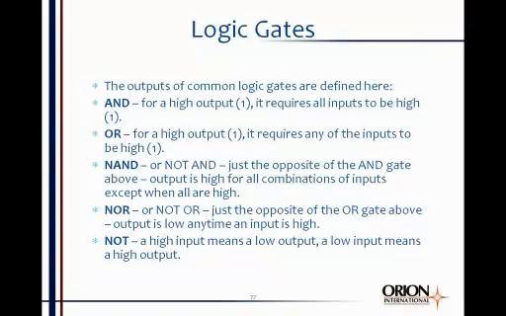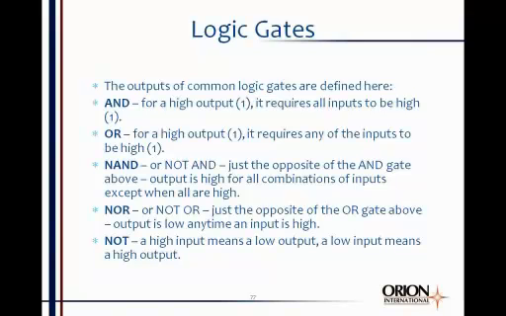Now, the NAND and the NOR are just the opposite of the AND and the OR. Okay, a NAND is a not AND. So if an AND requires all the inputs to be high for a high output, then the NAND is going to say that the output is going to be high for all combinations of inputs except when all of them are high. Okay, and we'll look at this in the truth table format in just a minute. But I just wanted to talk about it a little bit. The output is going to be high for any possible input combination except when all of them are 1.